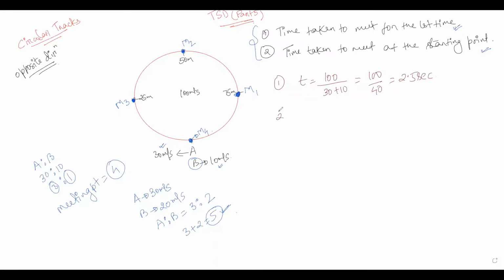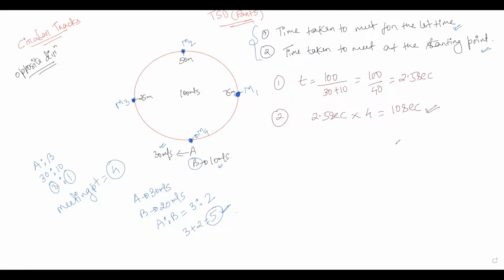So when will they meet at the starting point? So this would be simply 2.5 seconds times the number of meeting points, which in this case would be 4. So this would be 10 seconds. So that means after every 10 seconds, they will be meeting at the starting point.